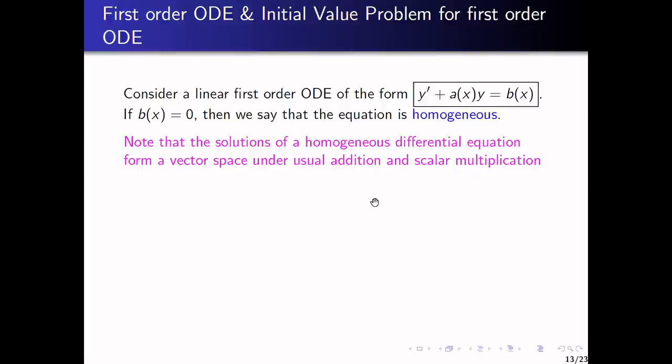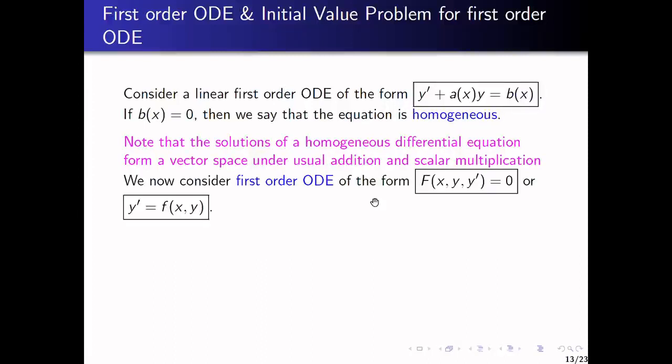So the solution space here is a vector space. This is something which uses the knowledge of linear algebra from 106. Now we consider first order ODE in general form, namely capital F of x comma y dash is equal to 0, or in the form of its first derivative of the dependent variable, namely y dash is equal to f of x comma y.